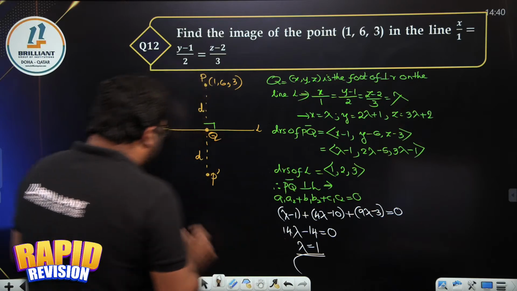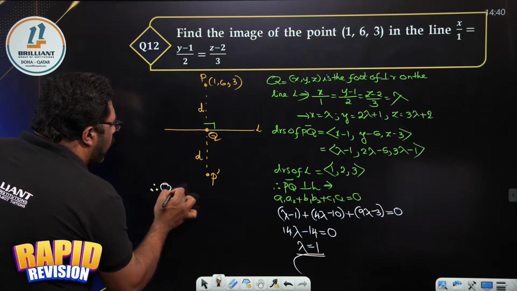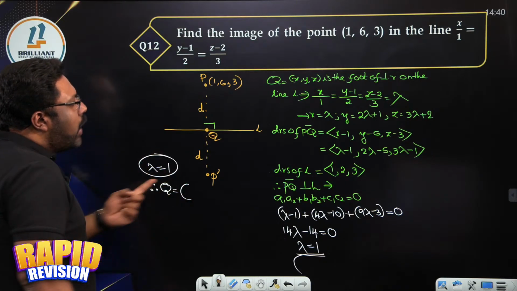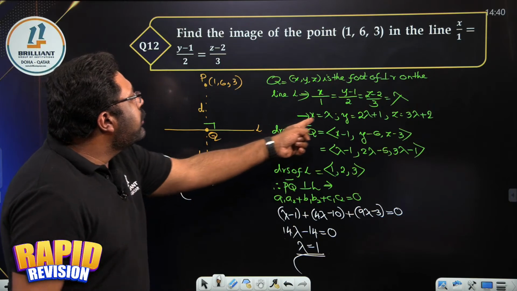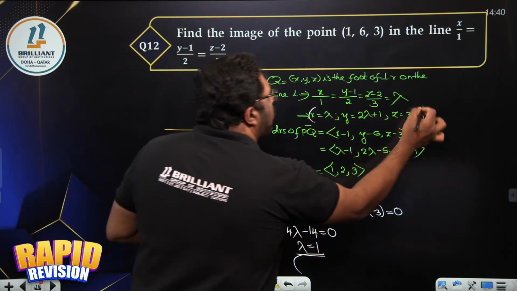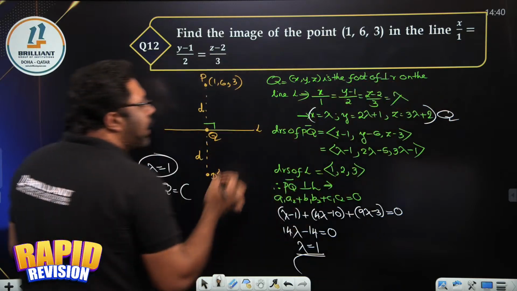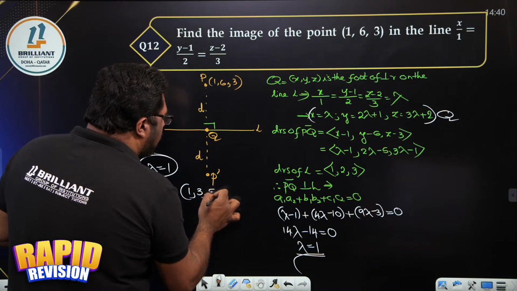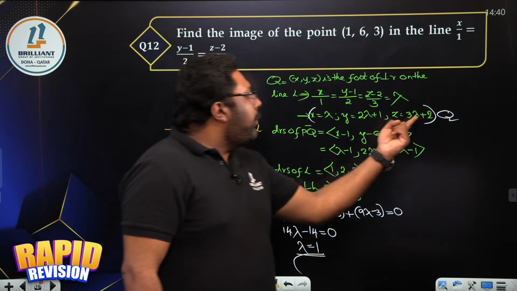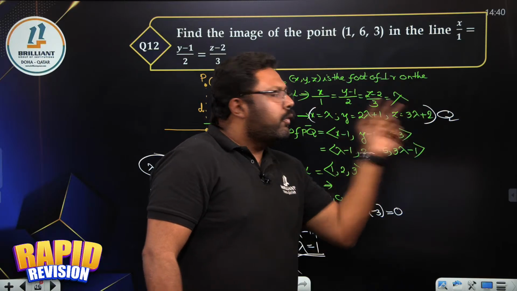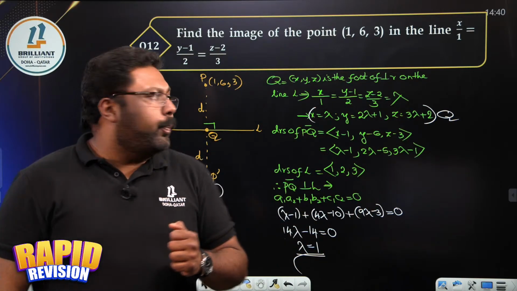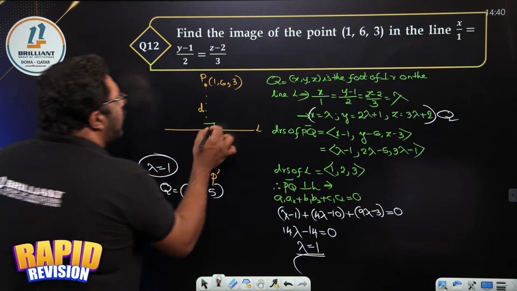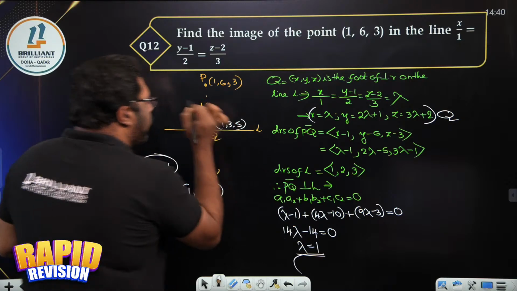Lambda equal to 1. Therefore, what are the coordinates of Q? Where is Q in terms of lambda? This is my Q in terms of lambda: 1, 3, 5. Substitute lambda equal to 1: 1, 3, 5. Got the coordinates of the point Q as 1, 3, 5. So I got this 1, 3, 5.